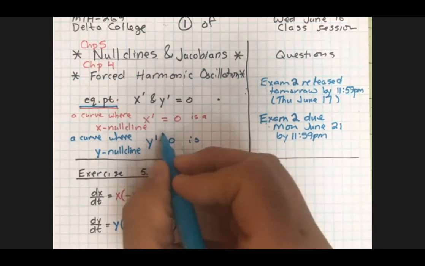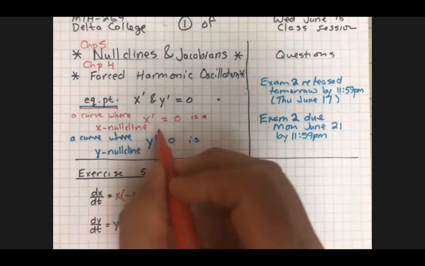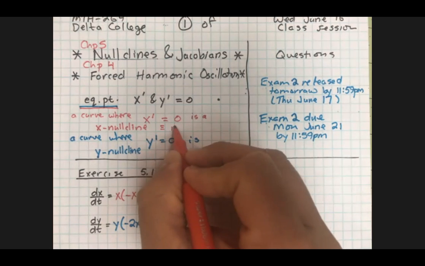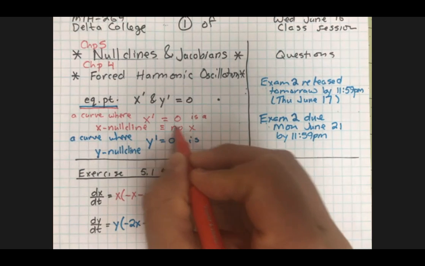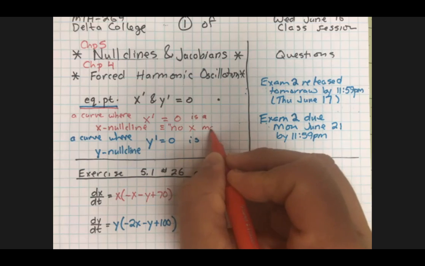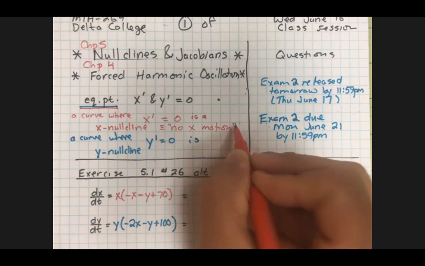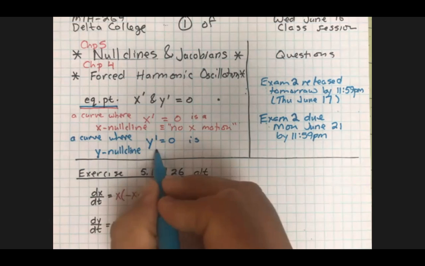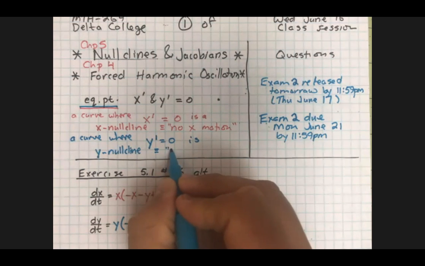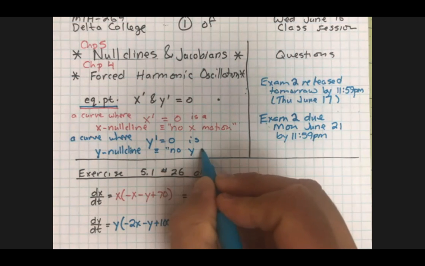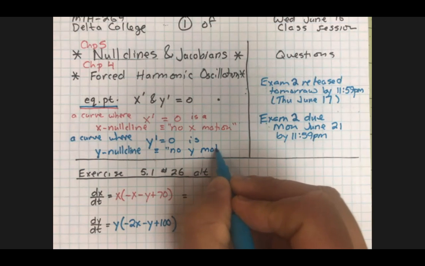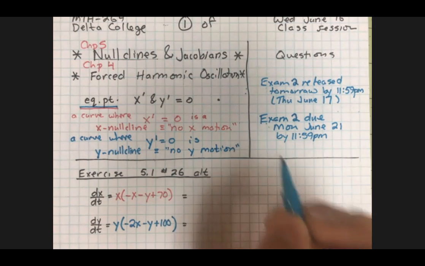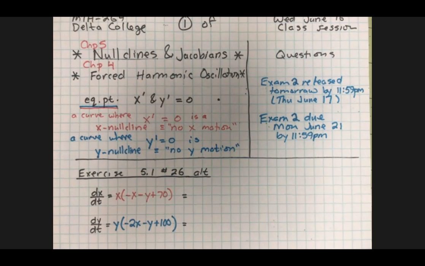But say this to yourself in English. An x nullcline means no x motion. And a y nullcline means no y motion. No y movement, no x movement.